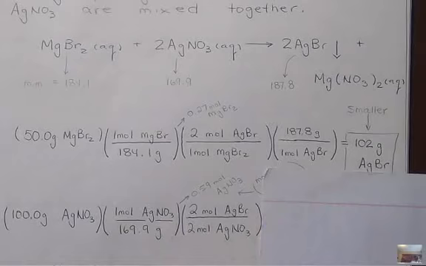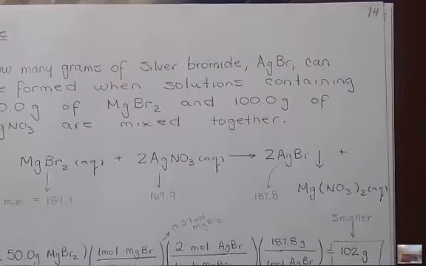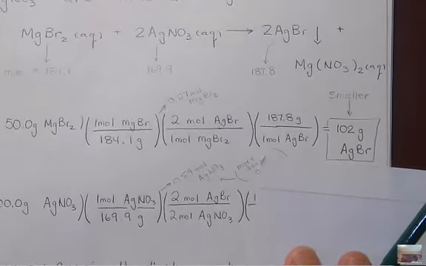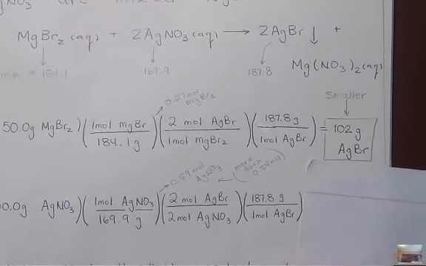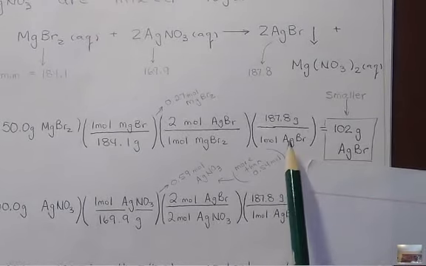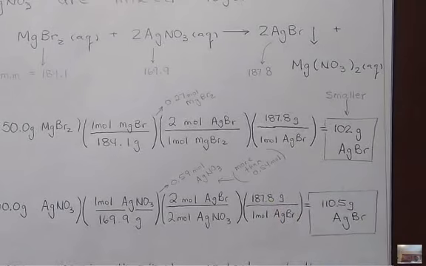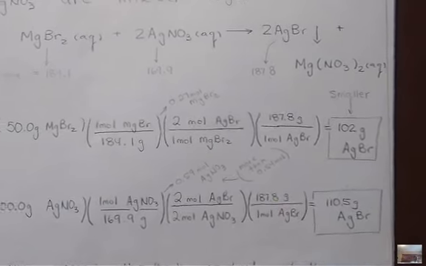I want grams of silver bromide. That's what they're asking in the question. How many grams of silver bromide do I have? So, voila, multiply by the molar mass of the thing I'm interested in. Every 1 mole of silver bromide, just like the top. The last part will be just like the top. Okay? I get 110.5 as my answer.